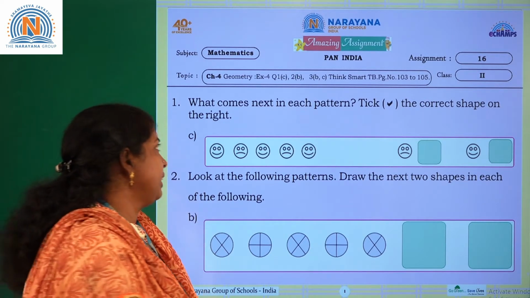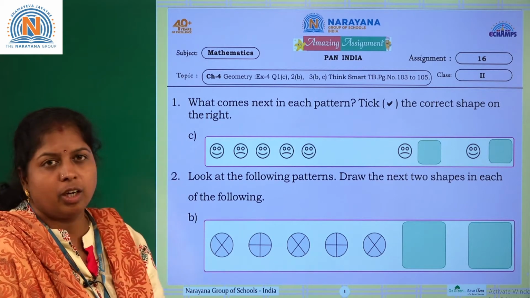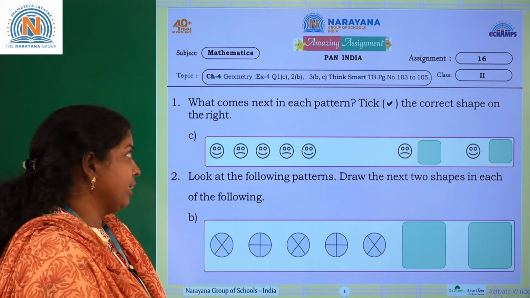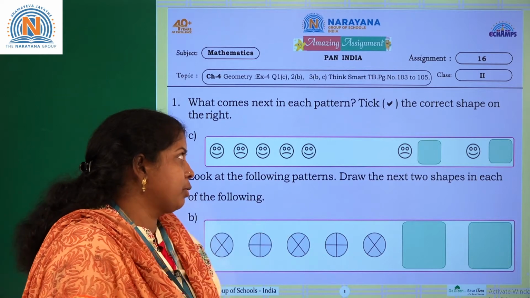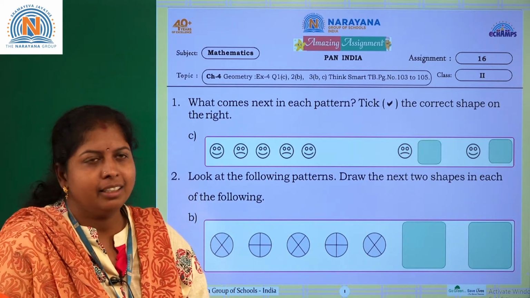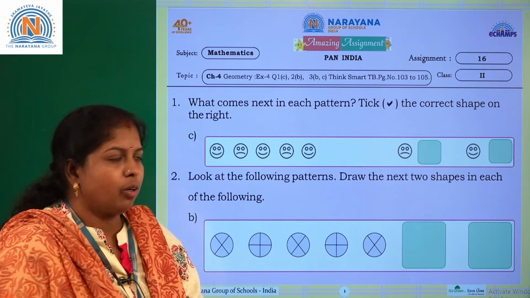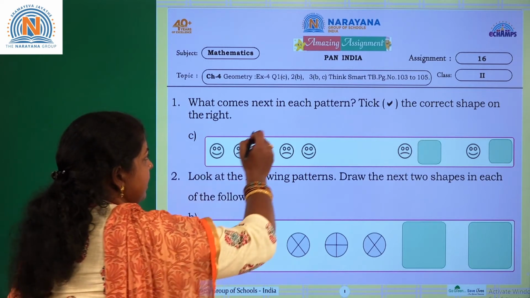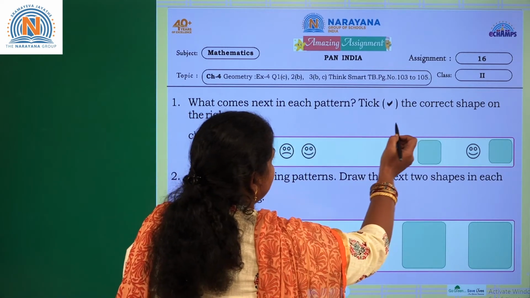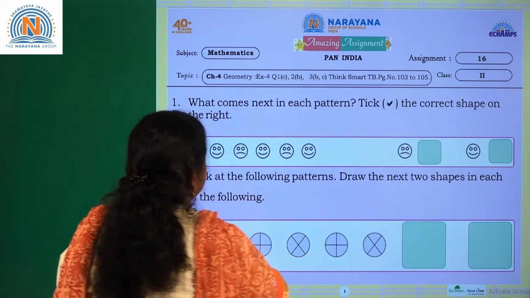Our today's amazing assignment is based on the concept geometry and think smart. For this you can refer our textbook page number 103 and 105. Okay. What comes next in each pattern? Tick the correct shape on the right.